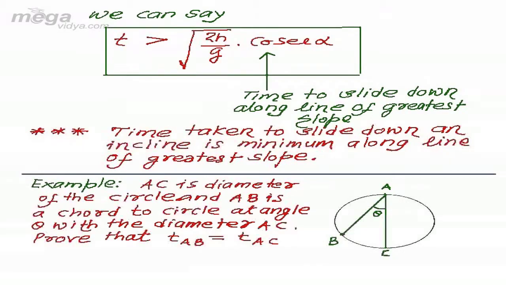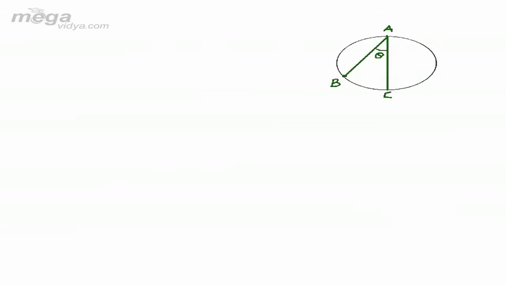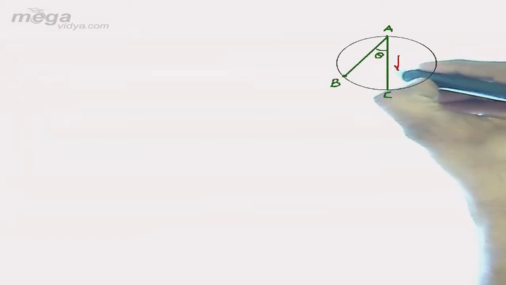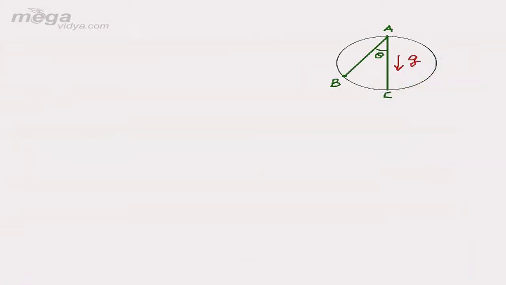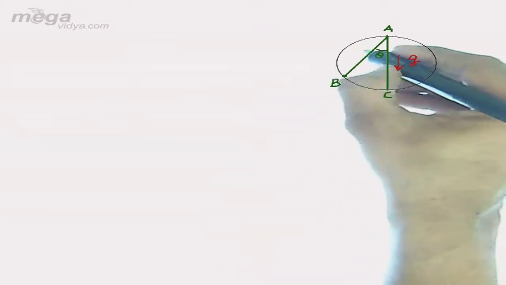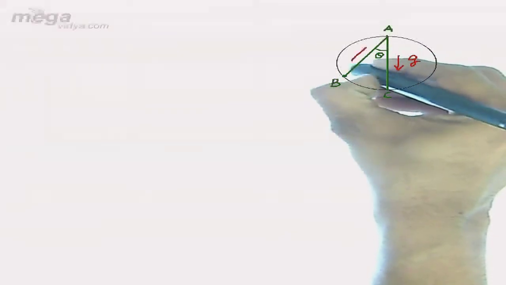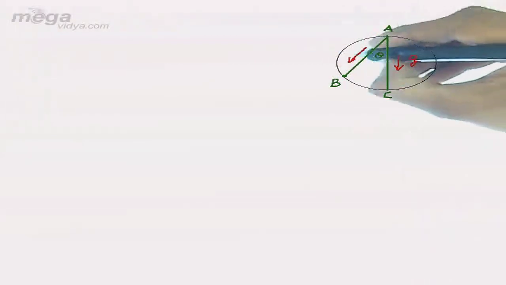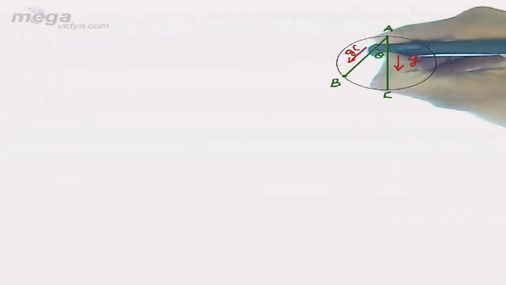Now what we do here, we are again drawing the same curve. We have been provided that AC is the diameter. Say this diameter of the circle is in the vertical direction, then we can easily write the acceleration of the particle along this diameter to be g. If we talk about the motion of the particle from A to B, then during this motion the particle's acceleration becomes the component of this g along AB, which is g cos theta.